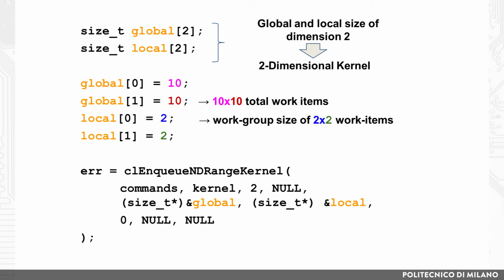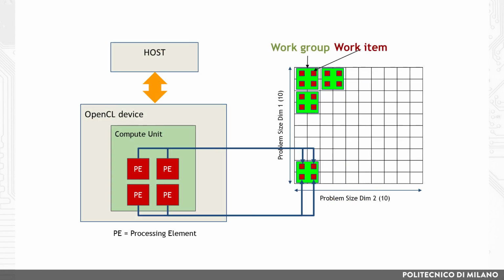In our example, we can see that 10 is stored in both dimensions 0 and 1 of the global variable, and 2 in both 0 and 1 for the local variable. As in the one-dimensional case, to start the execution of the kernel, the host has to execute the clEnqueueNDRangeKernel function. As a result, the compute unit of the OpenCL device will contain 4 processing elements, which will process in parallel 4 input elements, and this is greatly improving our performance.